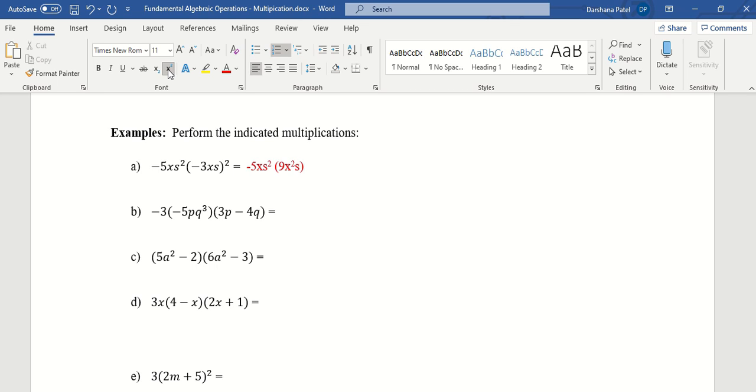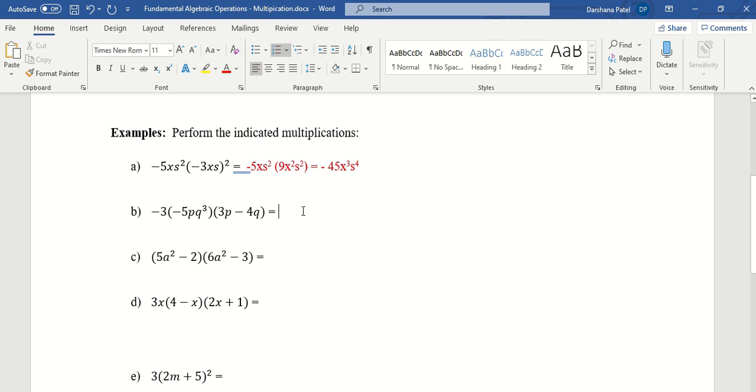Then simplifying this further, we collect like terms, meaning that in this content, we multiply numbers together first, so coefficients. Negative 5 times 9 will give us negative 45. X times x square will give us x to the power of 3. And then s square times s square will give us s to the power of 4.